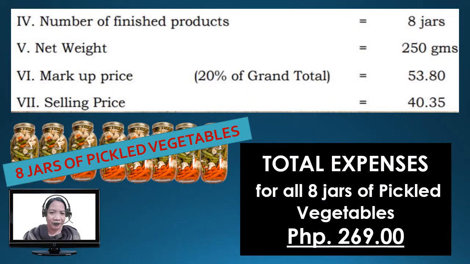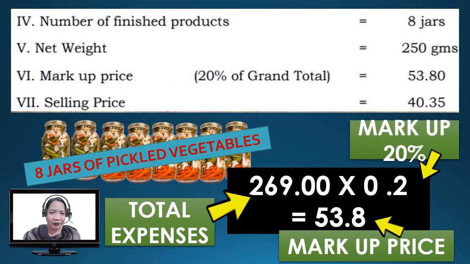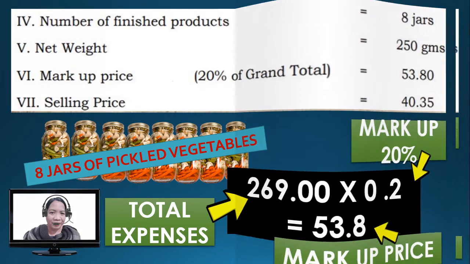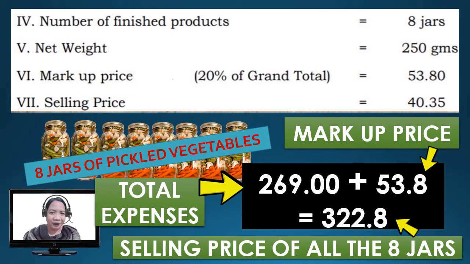The total expenses for the 8 jars of pickled vegetables is 269 pesos. So again our total expenses is 269. We will multiply it with markup percentage, which is 20%. So that's 0.2. This will be equivalent to markup, and that is 53.8. To get the selling price of all the jars of the pickled vegetables, let us have 269, our total expenses, plus our markup price, 53.8, is equivalent to 322.8.